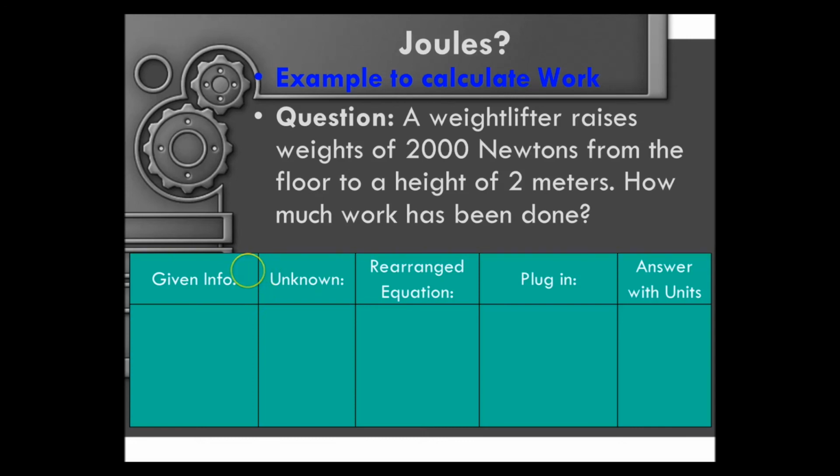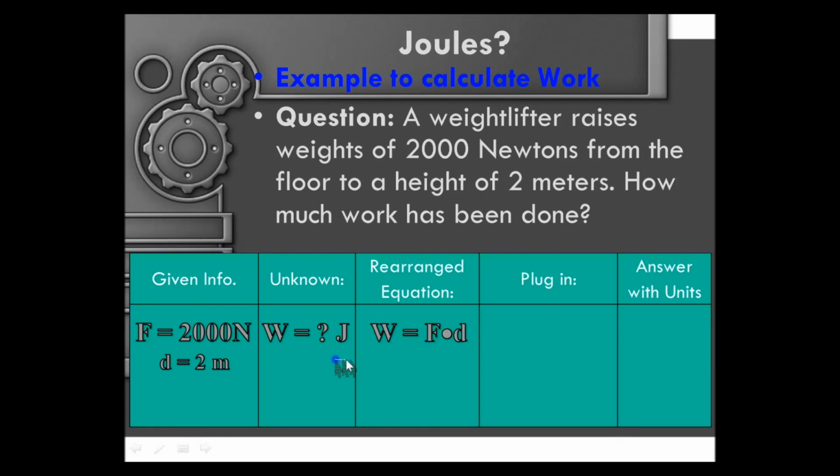You have a weightlifter that raises weights of 2,000 newtons from the floor to the height of 2 meters. How much work has been done? So first of all, let's just evaluate the situation. The amount of force is in a vertical motion, and that height is 2 meters. So work has been done. So our force is 2,000, and our distance is 2 meters. And we're looking for work.